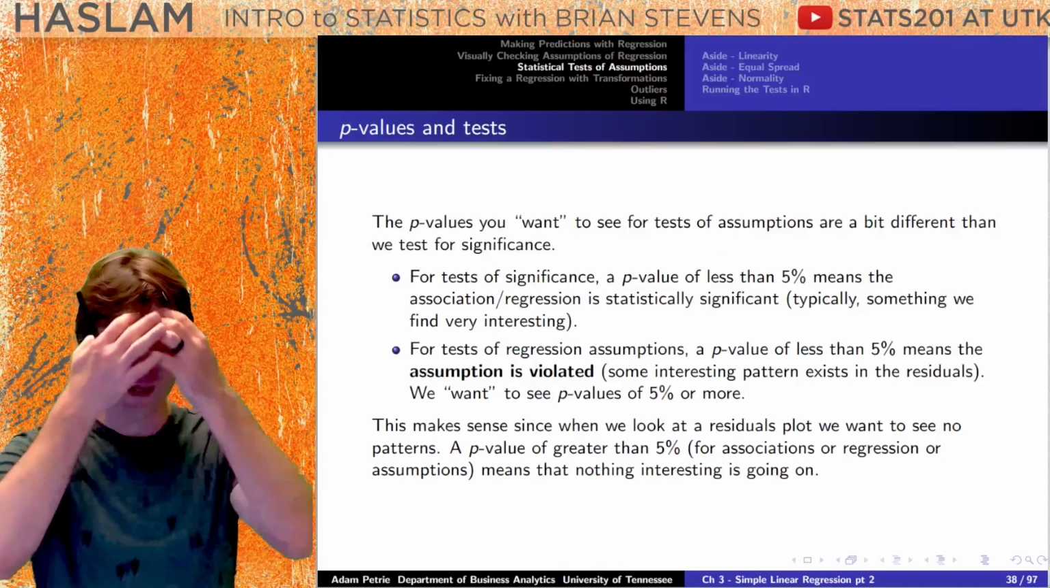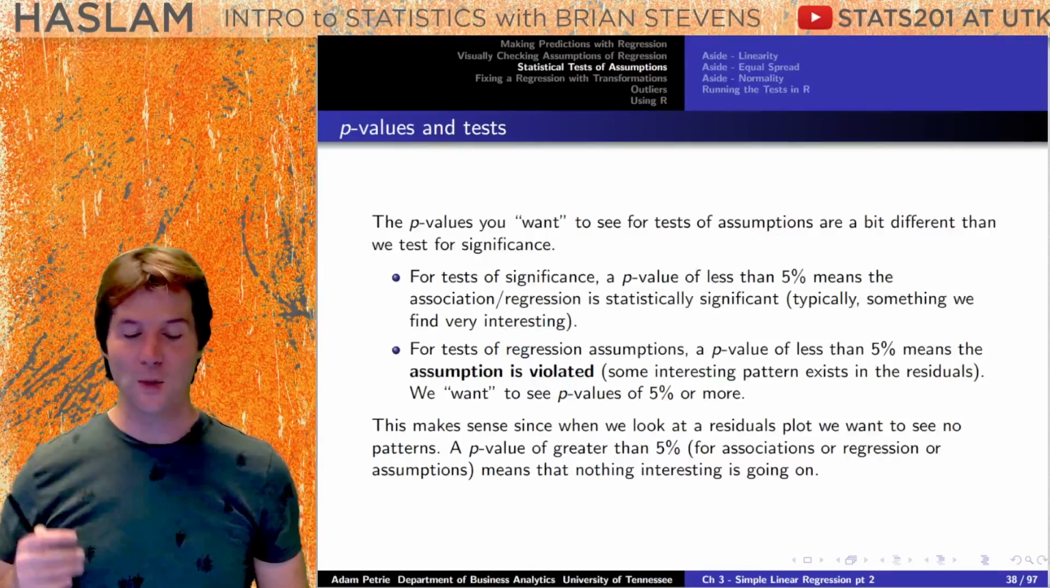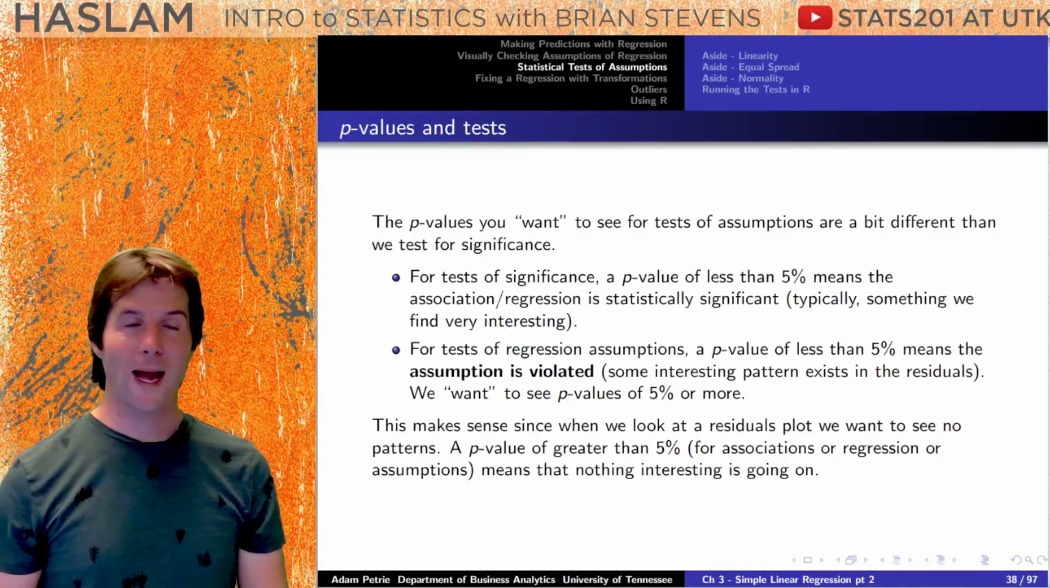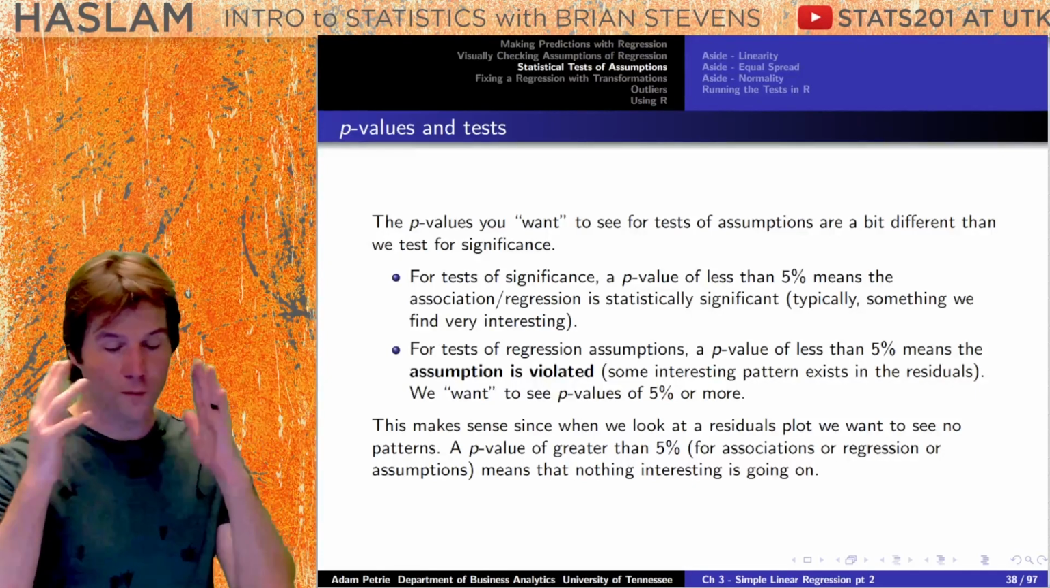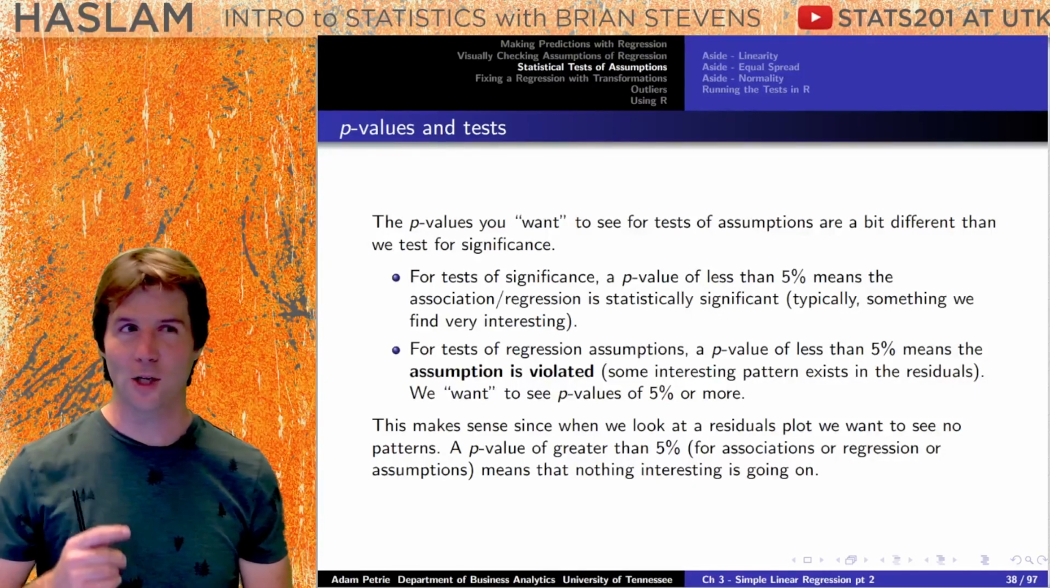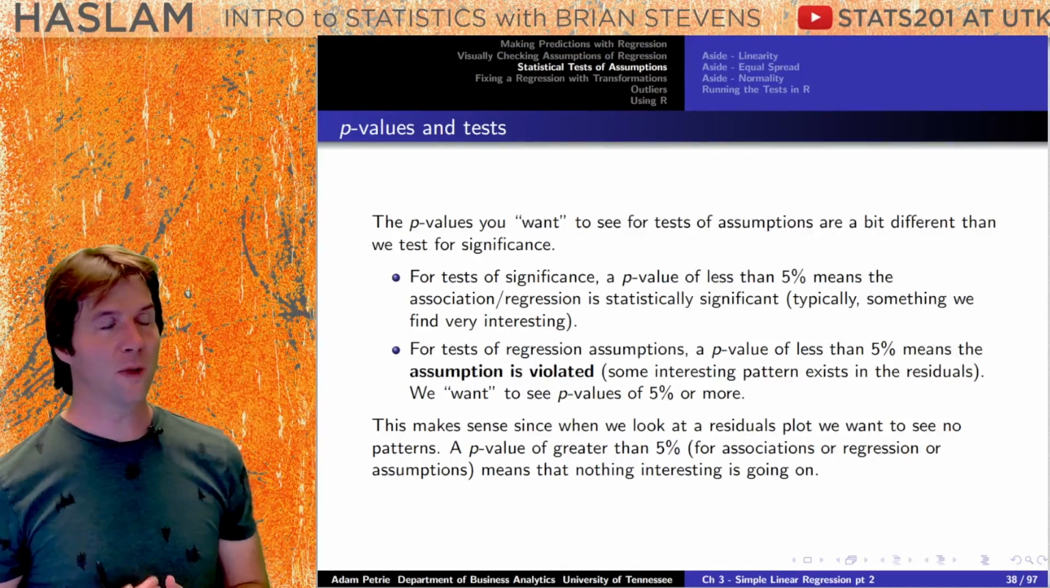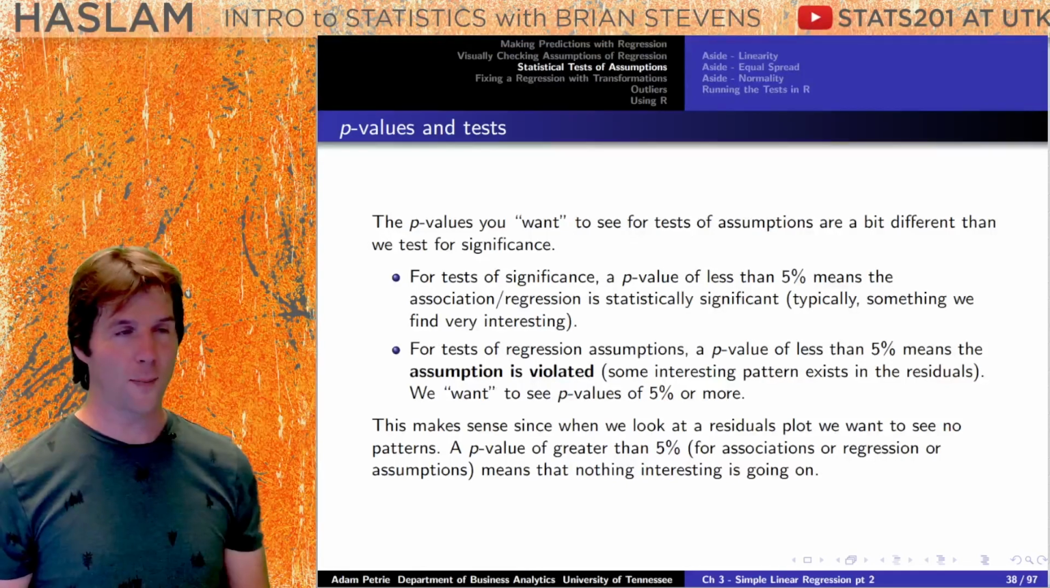So let's start out right here looking at what it means to pass one of these tests. When we pass a test, the p-value is going to be greater than 0.05. And I know this is reverse for you. You're probably thinking, wait a minute, I thought low p-value is good. All a low p-value means is that you reject the null hypothesis.